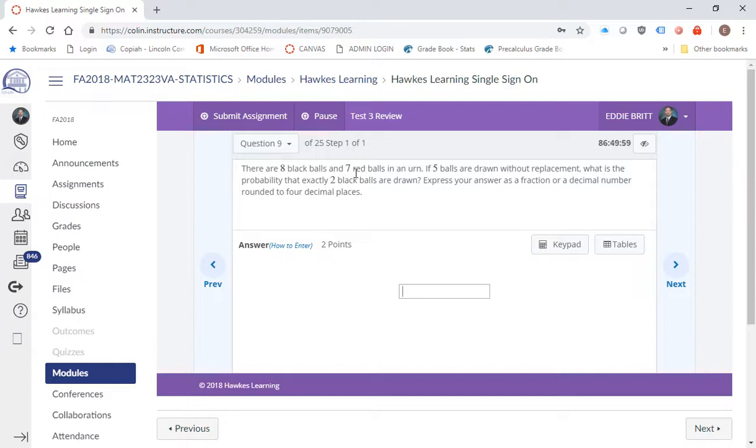The problem with this is, it's not that we're just drawing one out, it's that we're drawing multiple out. And then out of those multiple that we're drawing out, we want to know if exactly 2 black balls are drawn. So we don't want to know 1, or we don't want to know 0, or we don't want to know if all 5 of them are. That's what makes this problem a little tougher.